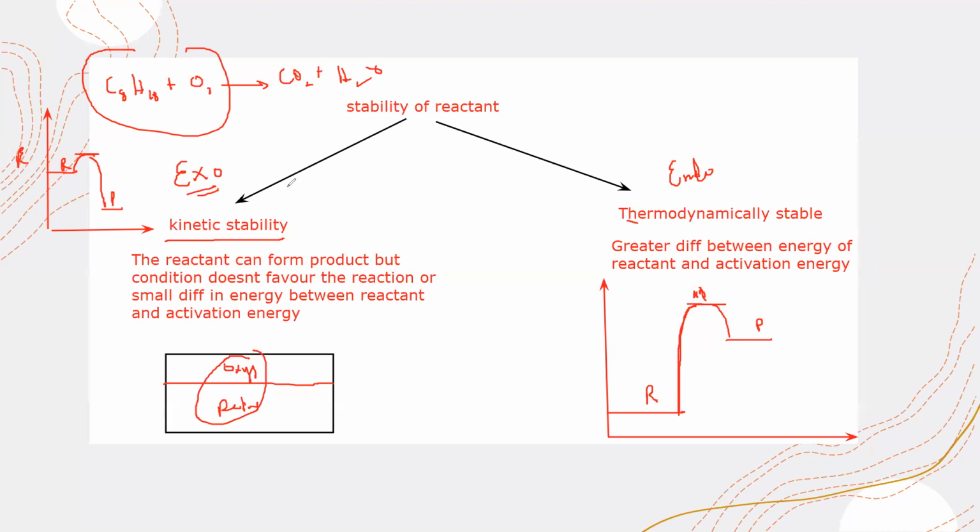For an exothermic reaction, reactants are kinetically stable. Kinetically stable means the reactant can form a product, but the conditions are not suitable, or a small change in condition can form a product. Activation energy, the small difference or gap between the energy of the reactant and the activation energy, or minimum possible energy to start up a reaction. Is this clear? The stability of the reactant: a reactant can be kinetically stable or it can be thermodynamically stable. Is this clear?